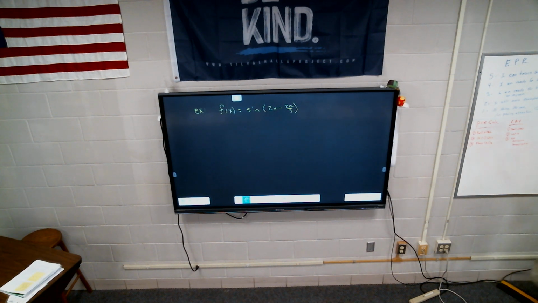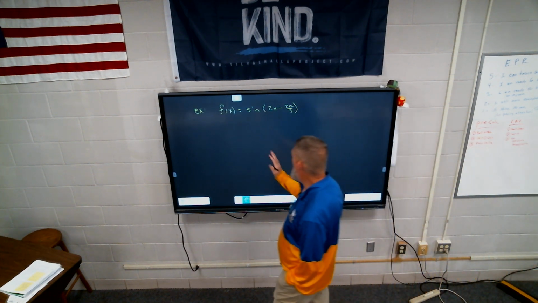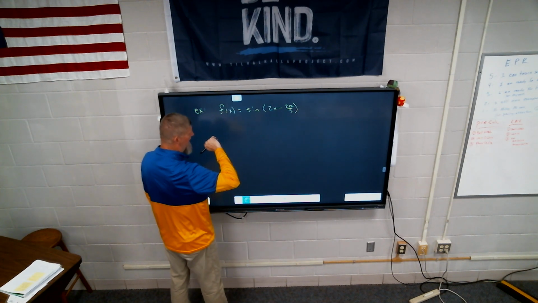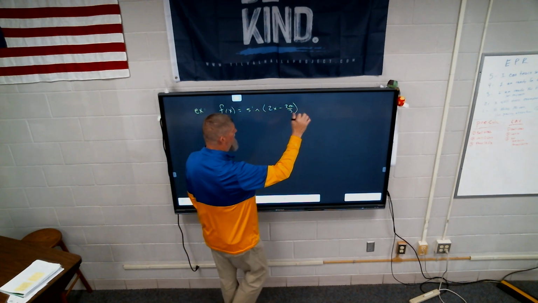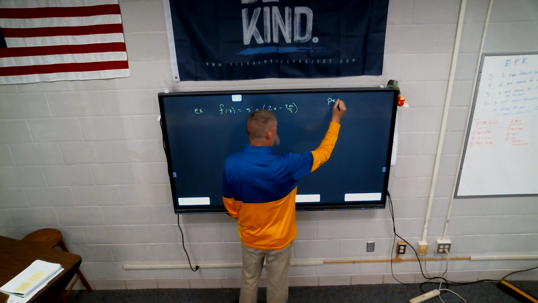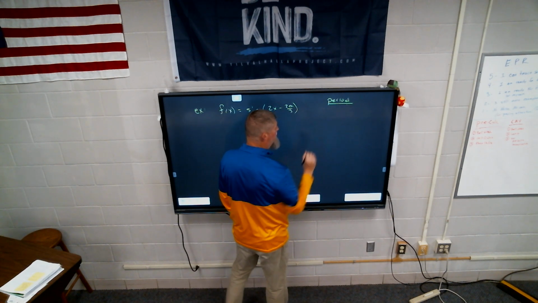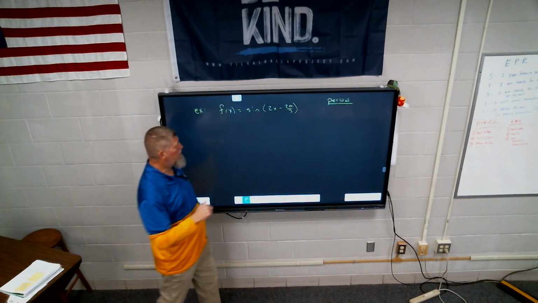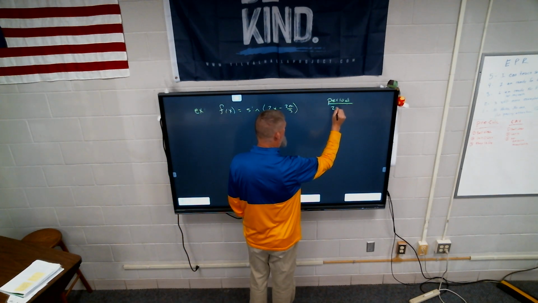Okay, so we're gonna do our phase shift. So obviously the amplitude is still 1, the midline is still the x-axis. What's my period? 2. That's what B is. What's the period? Which is 2 pi over 2. 2 pi over B.